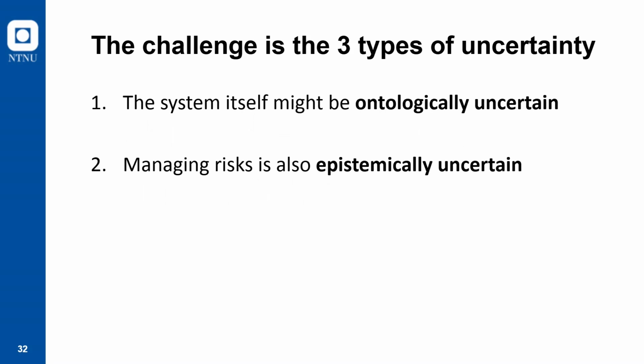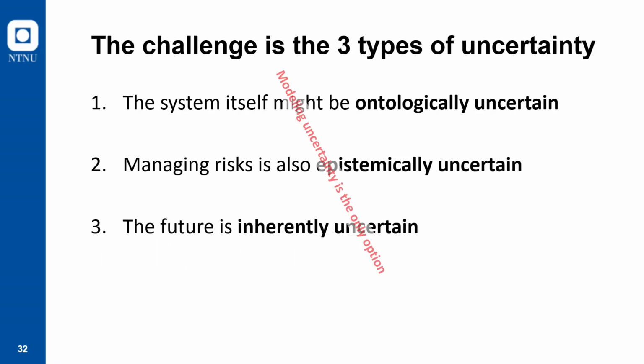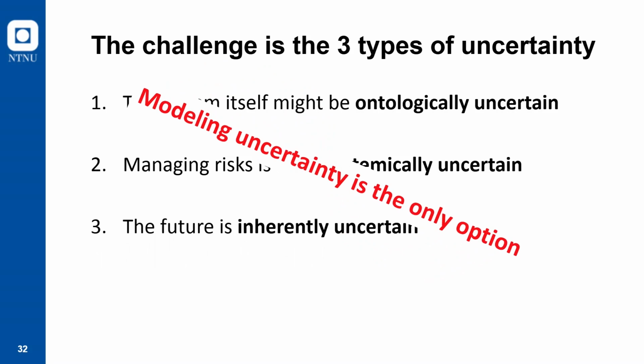Managing risk can also be epistemically uncertain. Epistemically, that means if we spend a huge amount of resources, we can figure this one out. So it has to do with our knowledge level of the system. With lack of knowledge, you end up with uncertainty. And of course, the future itself is inherently uncertain. So with these three, we need to find a way to handle it.